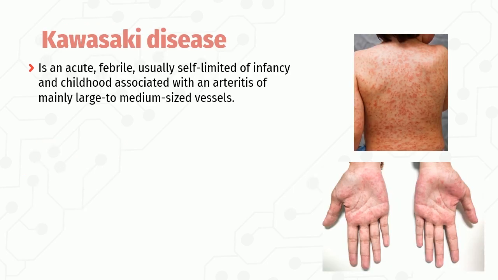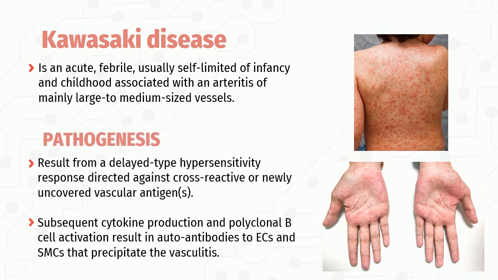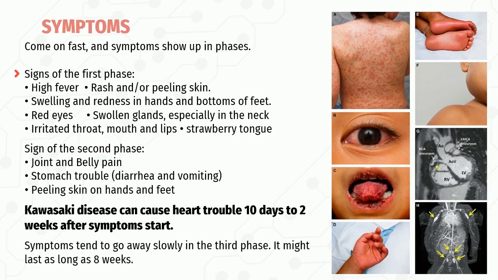Now the last one, the disease of angels, Kawasaki, is an acute febrile illness, usually self-limited, of infancy and childhood, associated with an arteritis. The pathogenesis results from a delayed type hypersensitivity response against cross-reactive or newly uncovered vascular antigens. Subsequent cytokine production and polyclonal B-cell activation result in autoantibodies to endothelial cells and smooth muscle cells that precipitate the vasculitis. Symptoms come on fast and show up in phases.